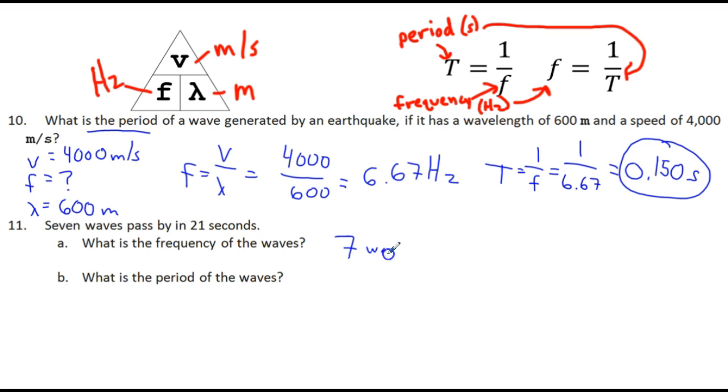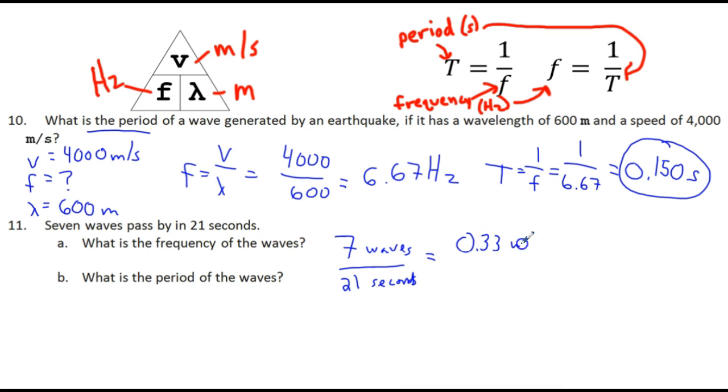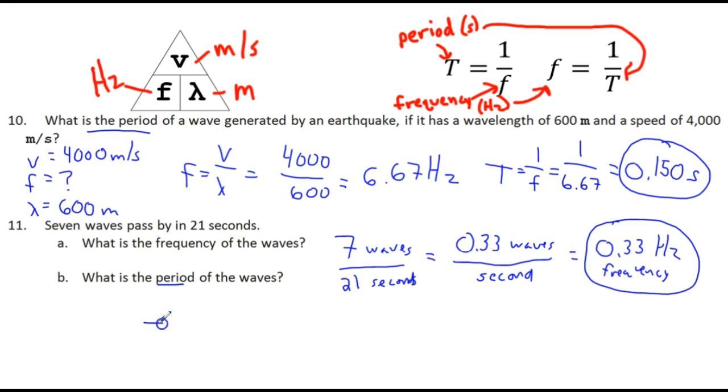This last one down here, you have to simplify it: 7 waves in 21 seconds. Simplify that, as your math teacher would tell you. 7 over 21 works out to be 1 over 3, but I'm going to do it in decimal form: 0.33 waves per second, so that means 0.33 is the frequency. Now, to get to period, I need to do the inverse of that, 1 over 0.33, which works out to be 3 seconds. So that is my period, and that is my frequency.